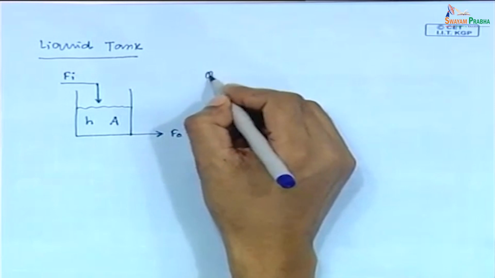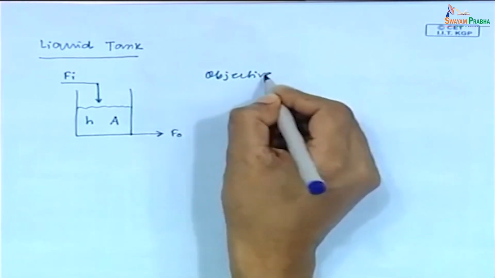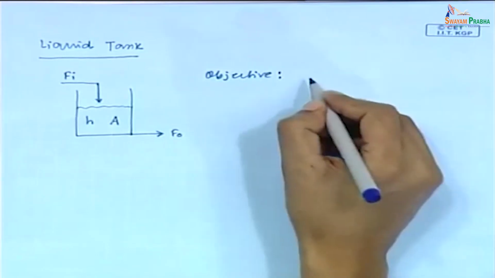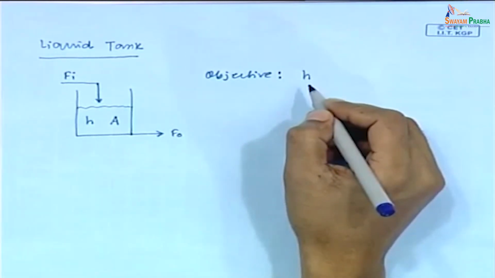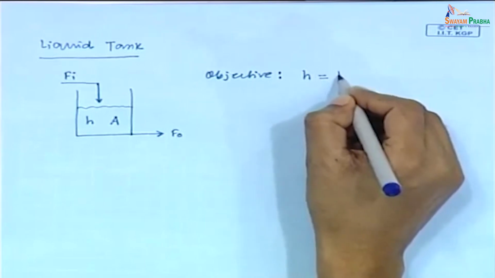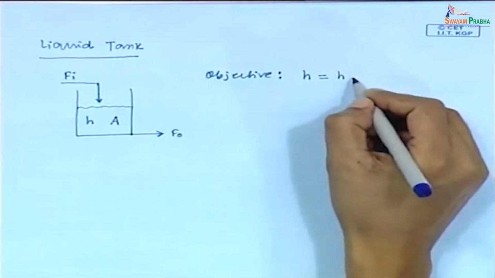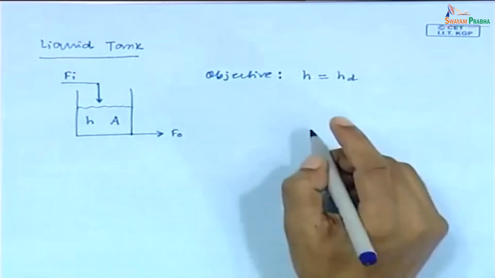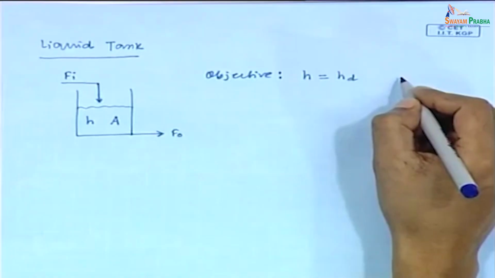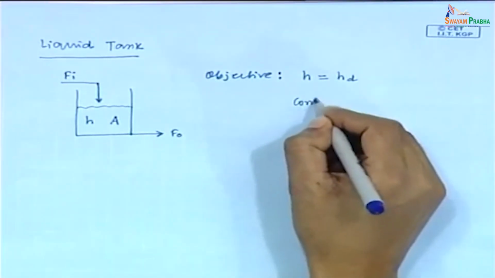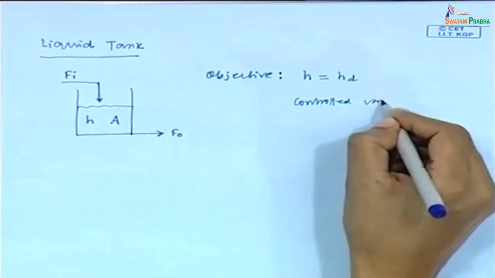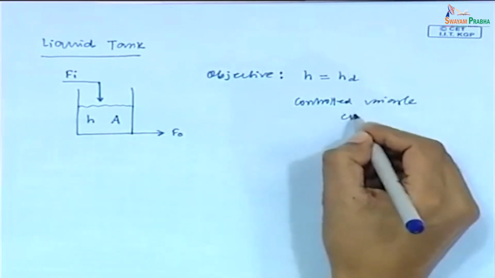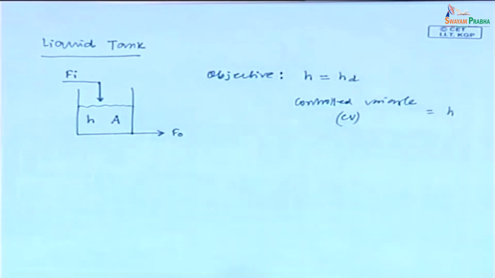So, what is the objective of this process? The objective of this process is to maintain the liquid height in the tank at its desired value HD. This is the objective of this tank system. Now, here the control variable is height. The control variable we will represent by CV. The control variable CV here is liquid height.